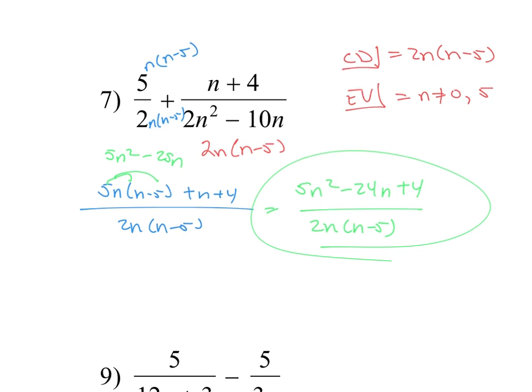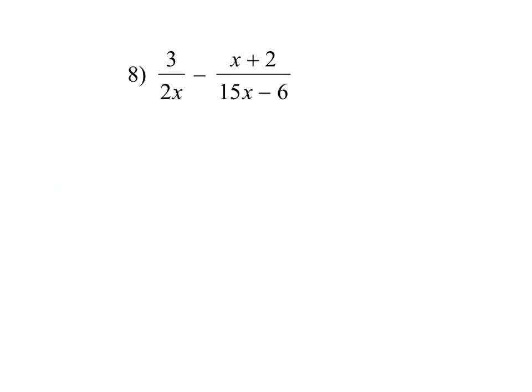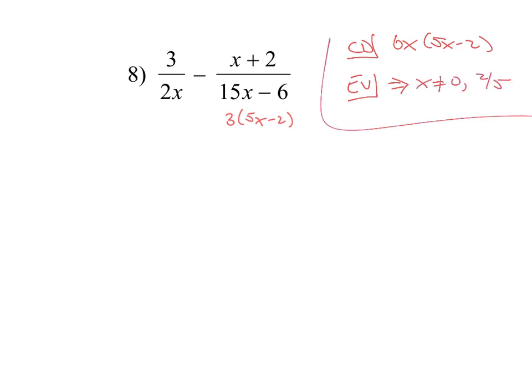All right, let's look at a couple subtractions. Can I factor anything out? I could take a 3 out of this, so 5x minus 2. So that tells me my common denominator. Sorry for the bell. So x cannot equal 0 or 2/5. We're just writing that on the side.